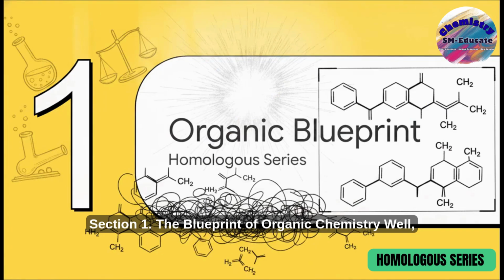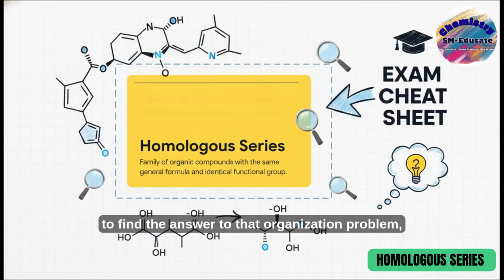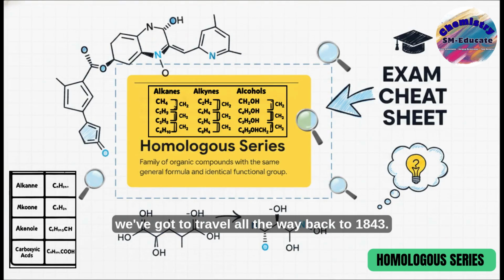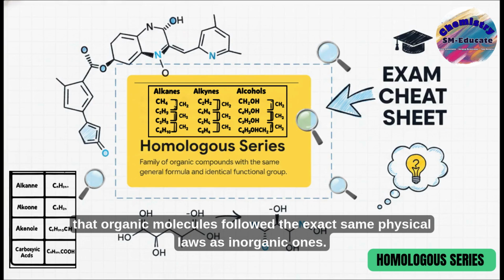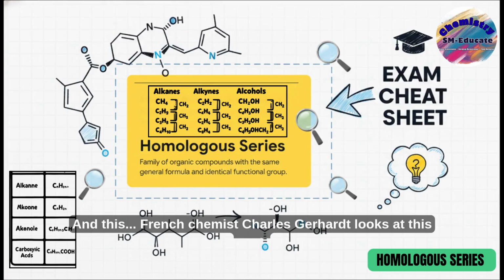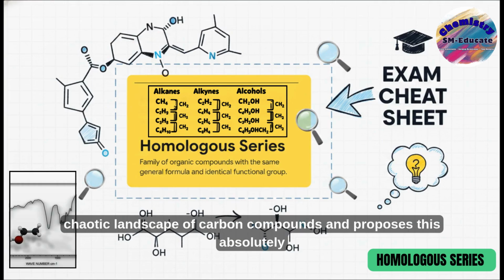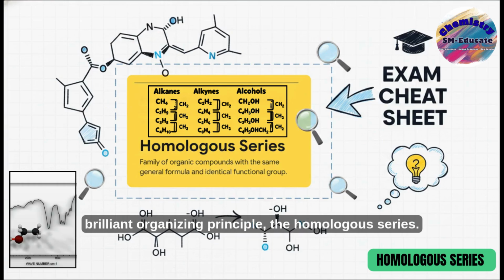Section 1. The Blueprint of Organic Chemistry. Well, to find the answer to that organization problem, we've got to travel all the way back to 1843. The scientific world was honestly just getting over the shock of realizing that organic molecules follow the exact same physical laws as inorganic ones. And this French chemist, Charles Gerhardt, looks at this vast, chaotic landscape of carbon compounds and proposes this absolutely brilliant organizing principle, the homologous series.